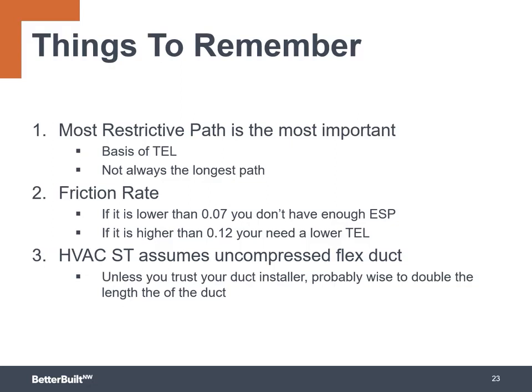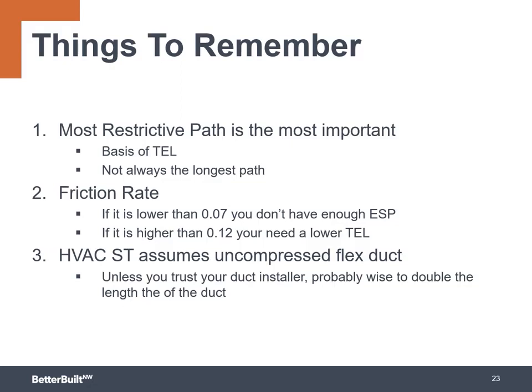Absolutely. The most restrictive path is the most important, and we call that the TEL, or the total equivalent length. And paradoxically, it's not always the longest path, it's the most restrictive path. The second item I want you to focus on is the friction rate. A lot of you are always using 0.10 because that's what somebody told you when they gave you the Ductulator a long time ago. If HVAC Street calculates it to be below 0.07, you don't have enough ESP. What that means is you don't have enough oomph to successfully get the air through the system with adequate velocity to mix the air in the room.